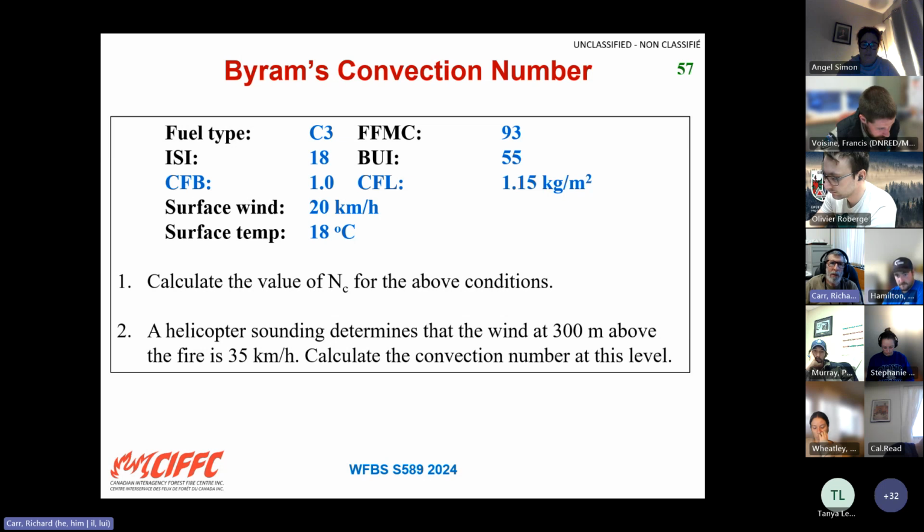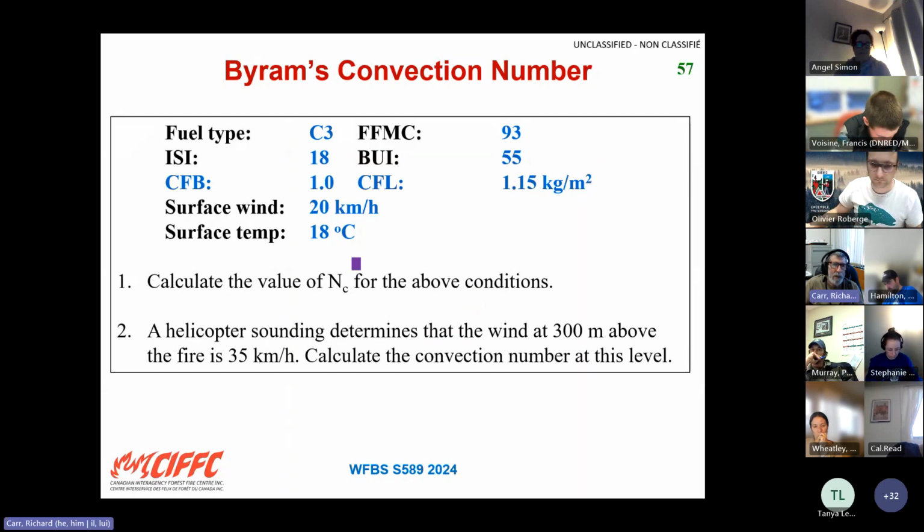So in this case, we're looking at a C3 field type, moderately high FFMC, just getting into that extreme range at 93. BUI not too alarming, but still getting up reasonably high there. Surface wind 20 kilometers per hour, surface temperature 18.